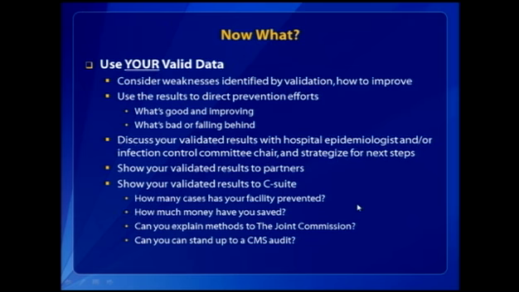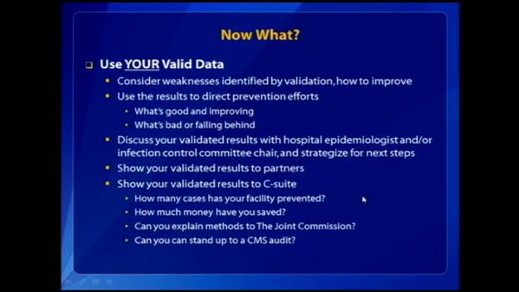Look at what you're making inroads on. What are you doing well with? Maybe you're doing great with CLABSIs, but you're falling behind with CAUTIs. So you can put your prevention efforts where they need to go. You can discuss these validated results with hospital epidemiologists and the rest of your infection prevention team, with your infection control committee chair, and strategize for next steps. Where will you turn your attention next?